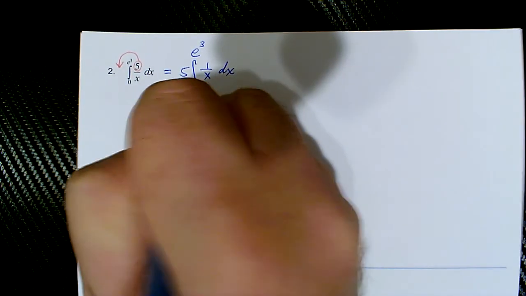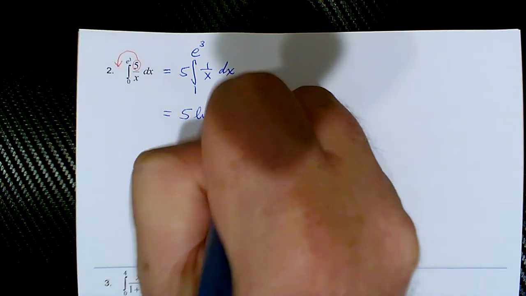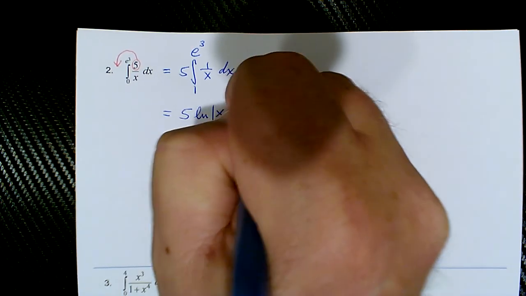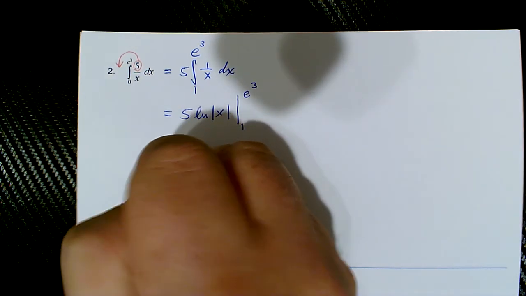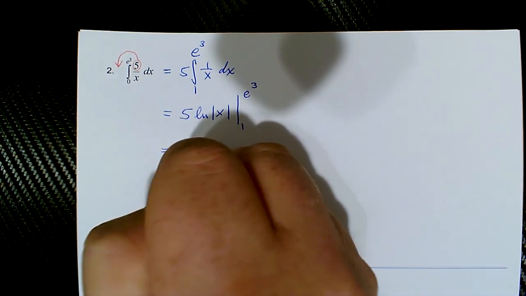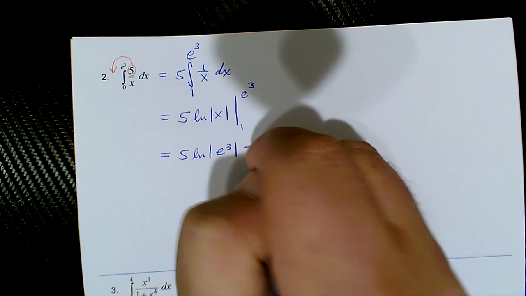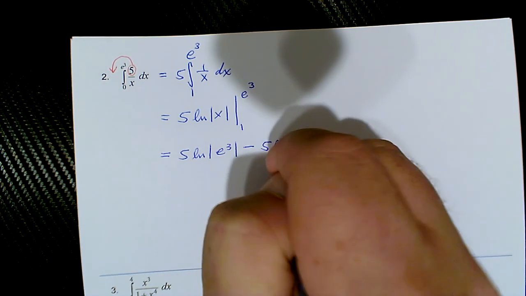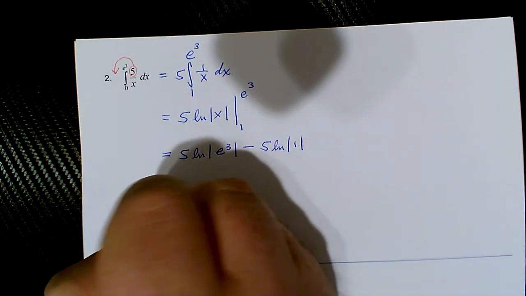And then we could immediately integrate, so 5 natural log absolute value of x evaluated from 1 to e cubed. And now the fundamental theorem of calculus, upper limit goes in, 5 natural log absolute value of e cubed, minus lower limit goes in, 5 natural log absolute value of 1. We could simplify further.